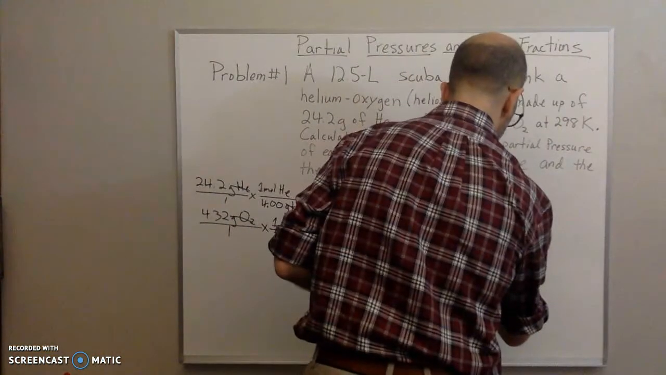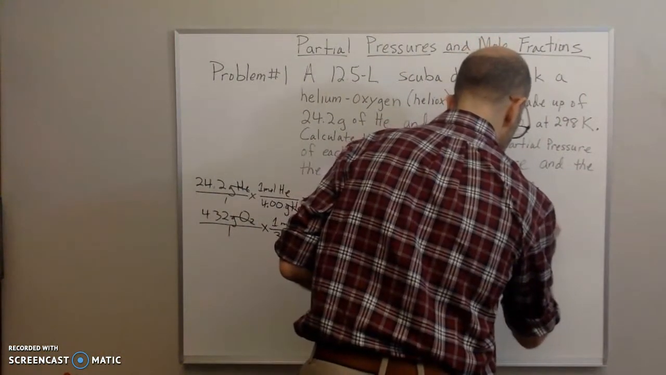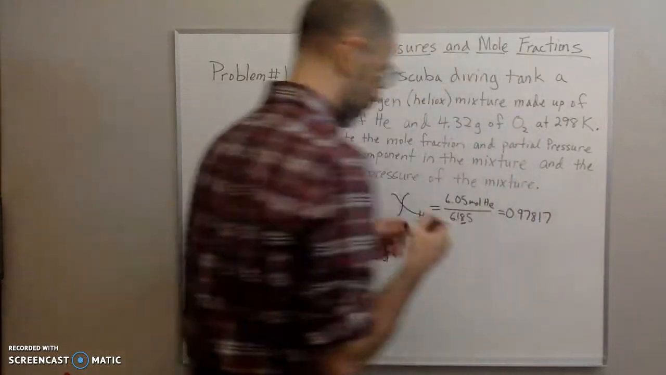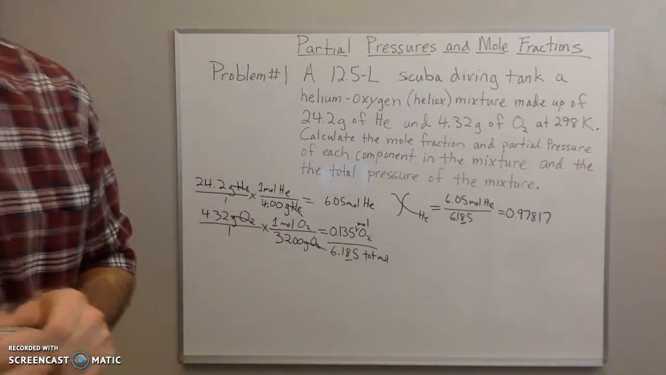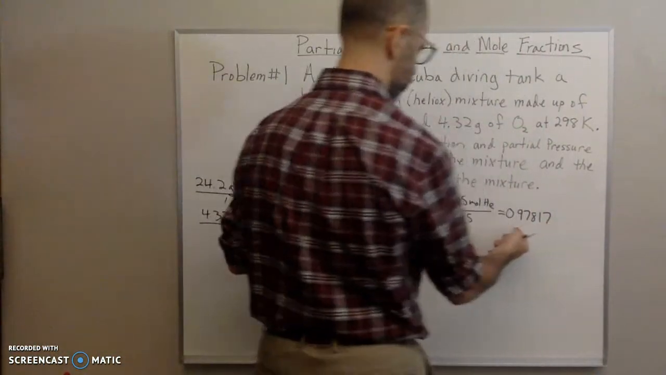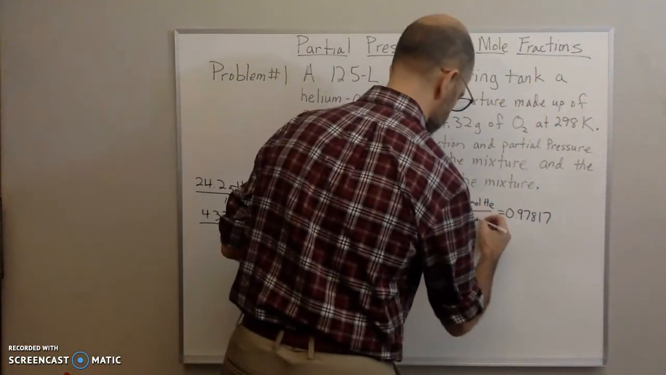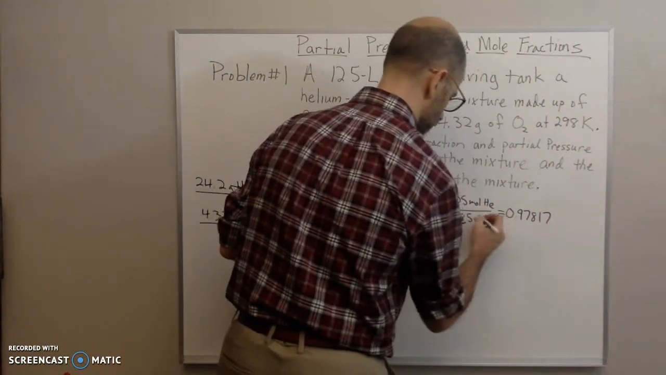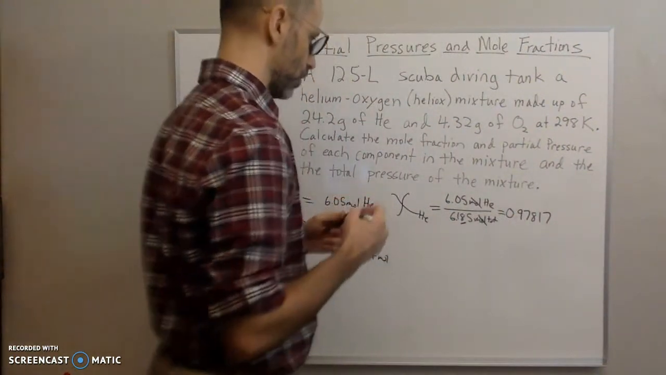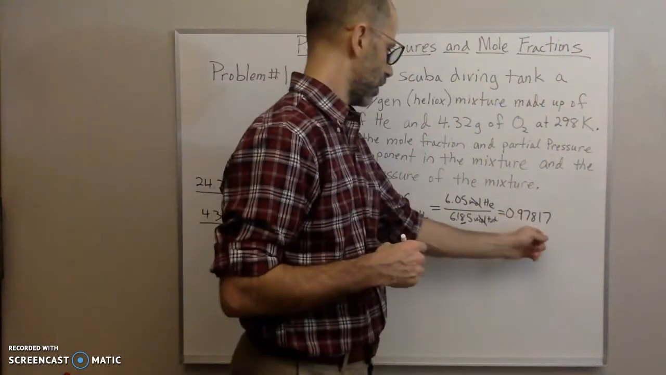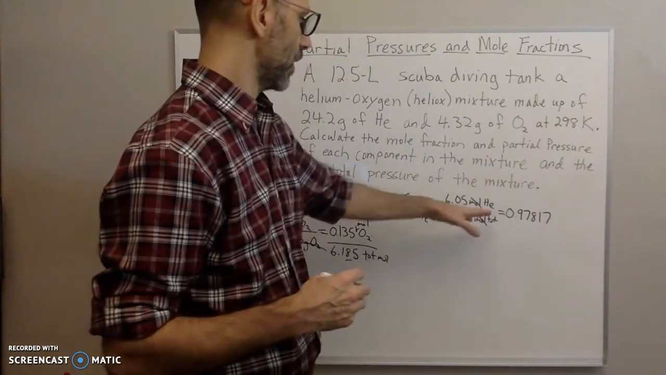0.97817. This is unitless, because moles cancel out, and so this is the mole fraction for helium.